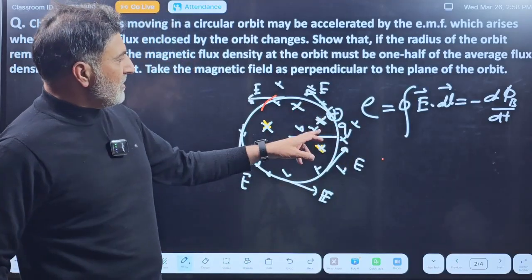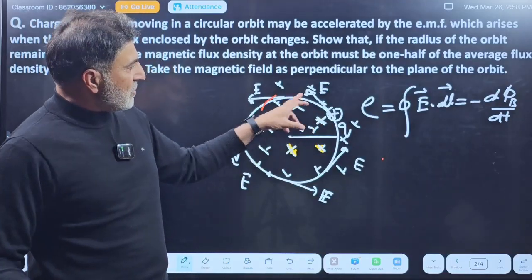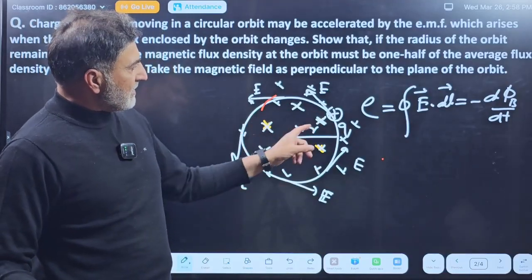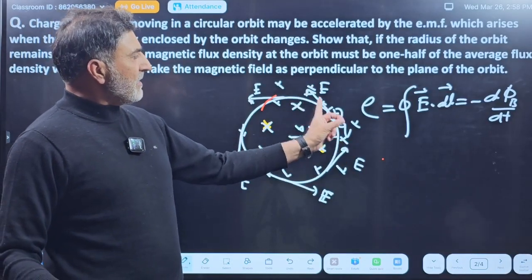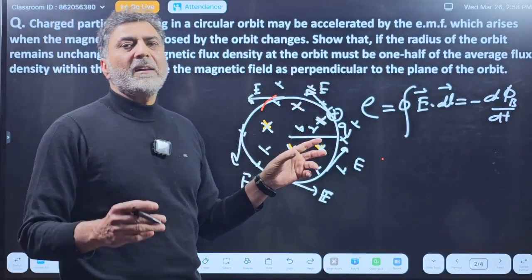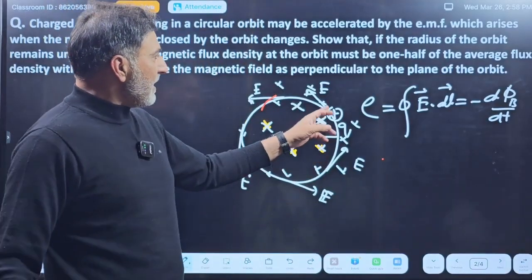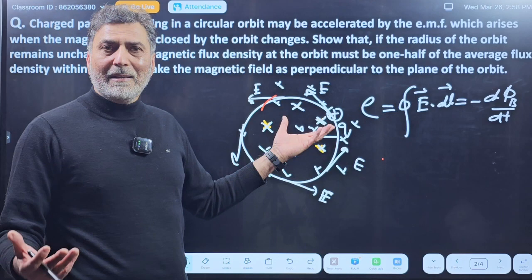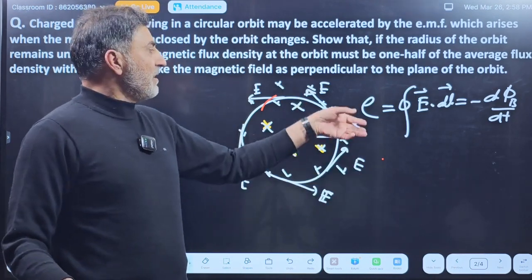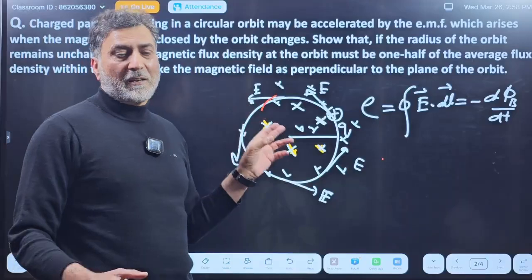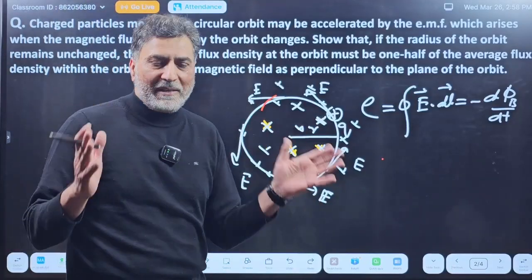Now when this magnetic field changes, when this flux changes, this gives rise to the electric field in circular paths, and now this charge is in the electric field, and it will create a tangential force on this charge, and the tangential force will accelerate the charge. When this charge gets accelerated, its speed increases. When its speed increases, it will become a bigger and bigger circle. The charge will now move in a bigger and bigger circle, which we don't want. We want that this circular orbit should remain fixed.